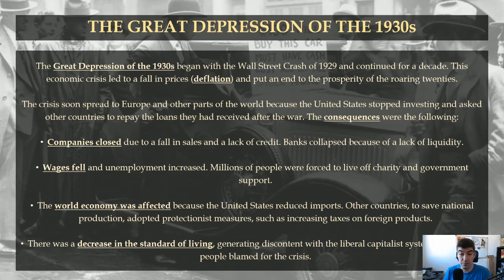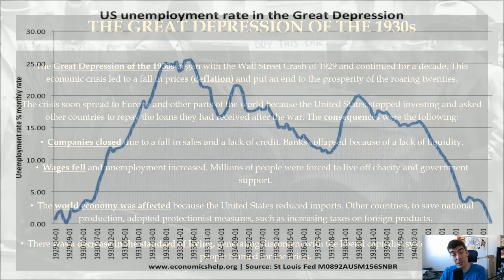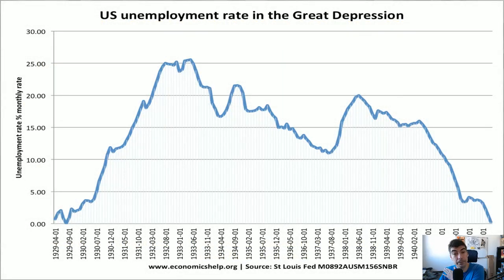What were the consequences? The companies closed because they couldn't sell their products, the wages fell and the unemployment increased because many people could not be paid, and the world economy was affected because of the reasons I just have said. So therefore the main consequence is a decrease in the standard of living, and this is going to be one of the main causes of the rise of totalitarianisms, which we will see in the next part.